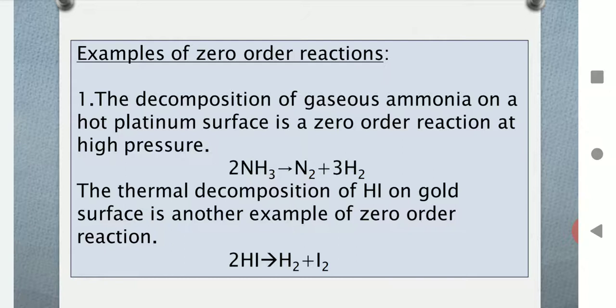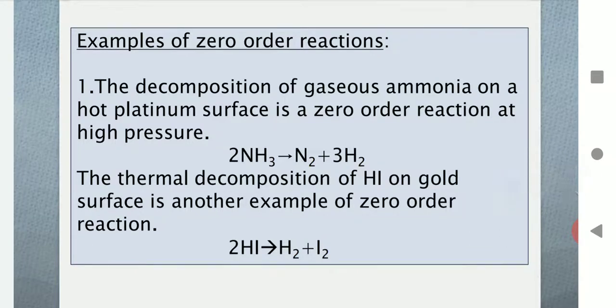Then the second example is thermal decomposition of hydrogen iodide on the surface of gold. This also takes place at a high temperature. Here 2 moles of hydrogen iodide decompose to give 1 mole of hydrogen and 1 mole of iodine. Again, since it is a zero order reaction example, that means the rate of reaction is independent of the initial concentration of the reactant, which is hydrogen iodide in this case. So whether you increase the concentration of the reactant or you decrease it, the rate of reaction will remain constant, or the rate constant will not change. That is what is meant by zero order reaction.